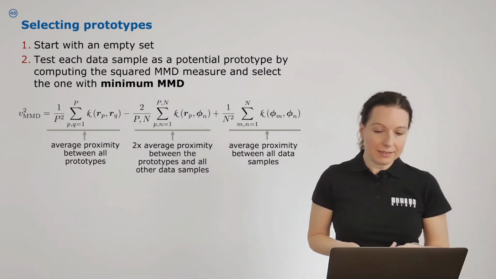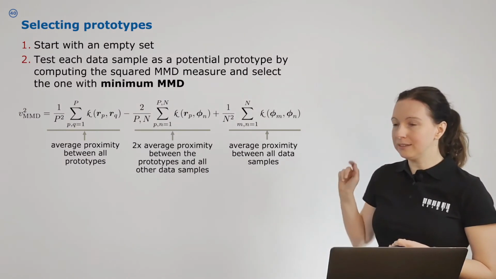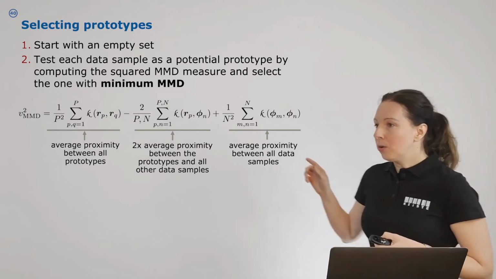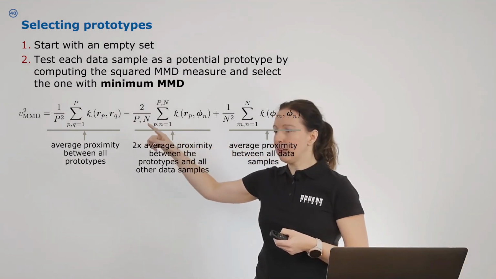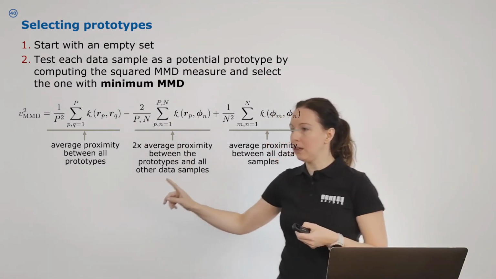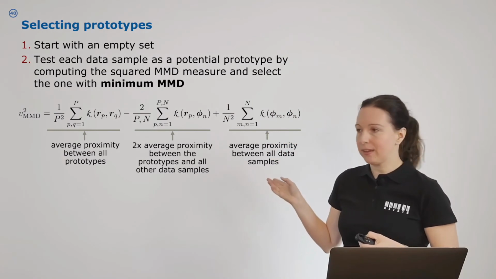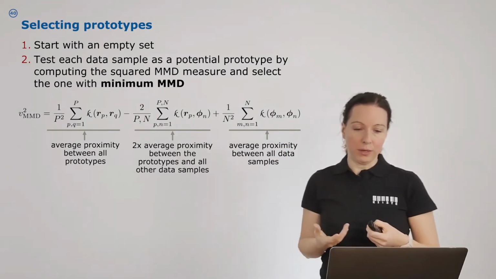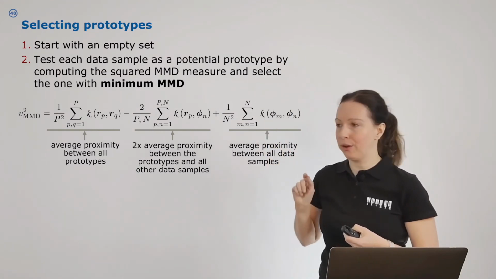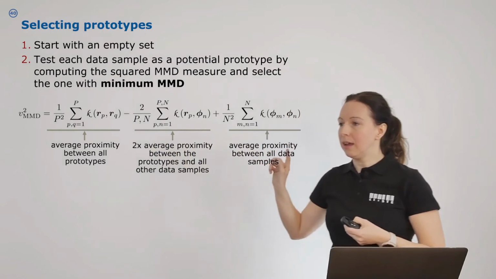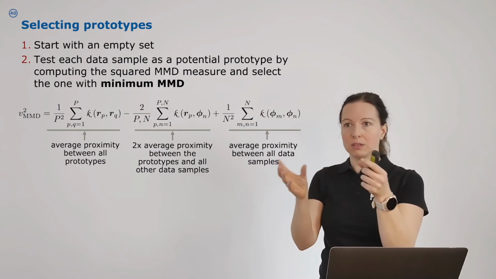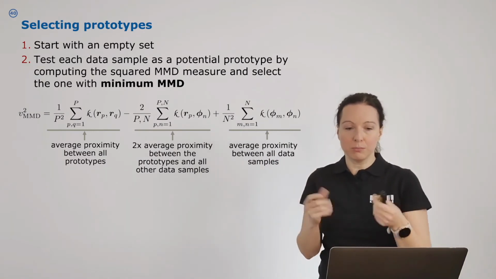What we can see in this equation here is the MMD criteria. Capital P is the number of prototypes, capital N is the number of data samples, and what you can see is you have three parts in this equation. Also k, as a reminder, is a kernel function. All these parts include a kernel function which compares these samples and computes proximities.